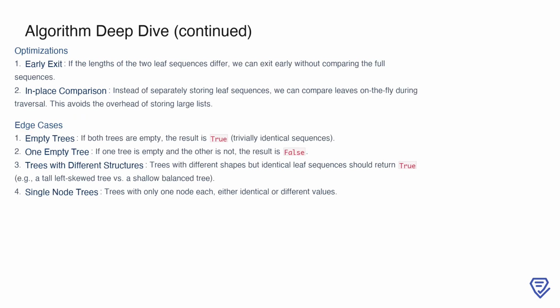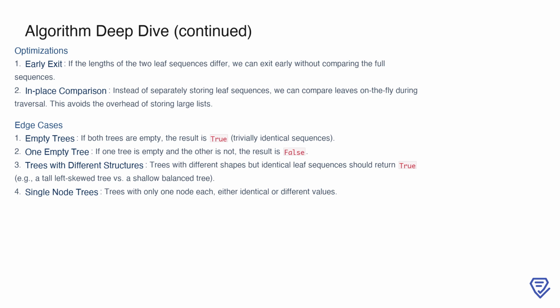Finally, let's discuss some optimizations and edge cases to refine our approach. One optimization is early exit. If the lengths of the two leaf sequences differ, we can immediately return false without comparing the full sequences. Another optimization is in-place comparison, where instead of storing the full leaf sequences, we compare the leaves as we traverse both trees. This reduces memory usage by avoiding the creation of large lists.